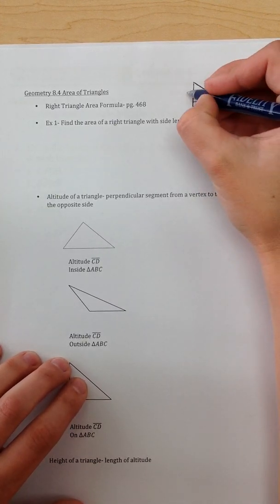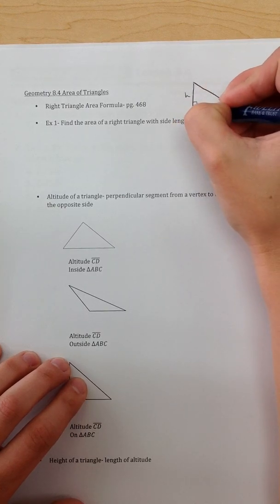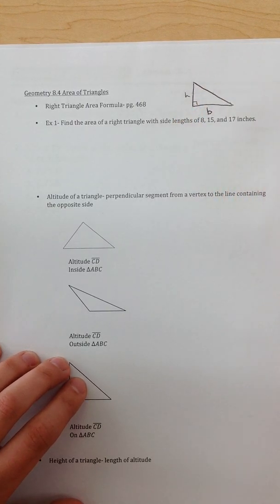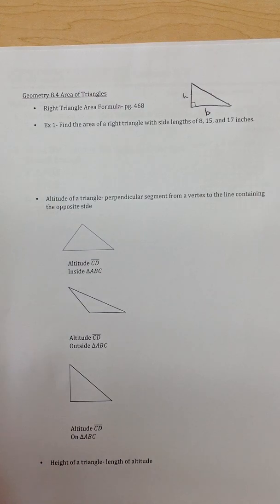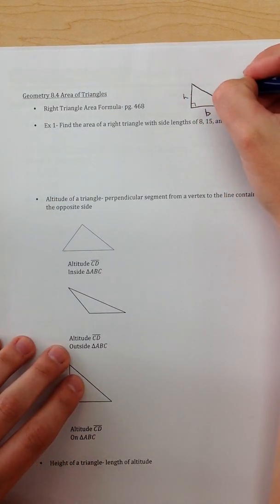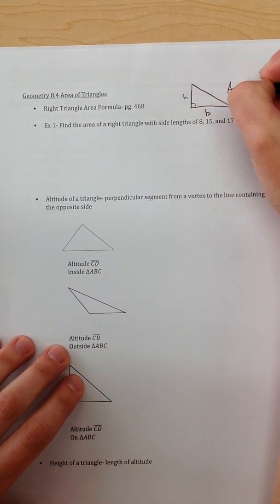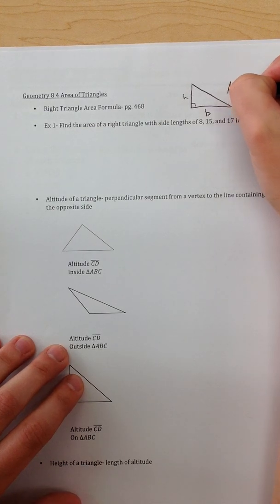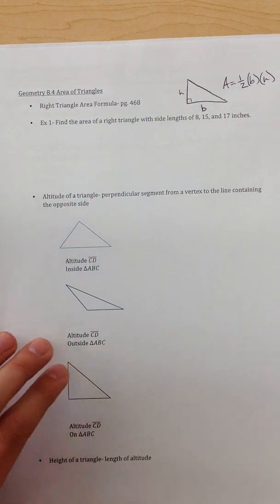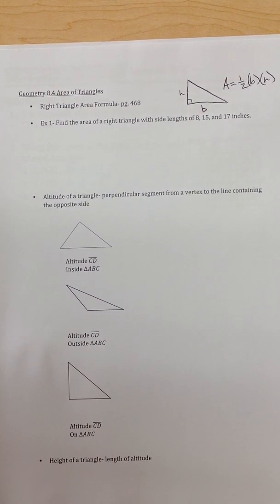And usually with the legs, they call them base and height. That's probably what we'll use for most of these. So for the formula that I would write down, I would go area is equal to 1/2 your base times your height. Okay, so 1/2 BH. Then you just plug in your base and your height and find your area.